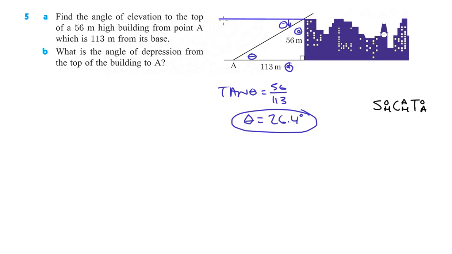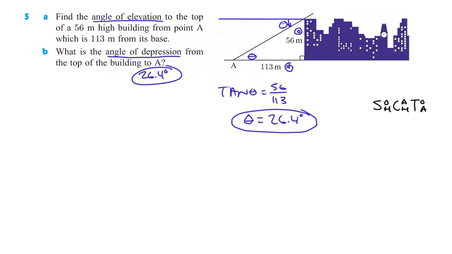These lines here are parallel because they're both horizontal, and these are alternate interior angles. So the angle of depression is the same as the angle of elevation. Angle of elevation, angle of depression, it's going to be the same. So that's also going to be 26.4 degrees.